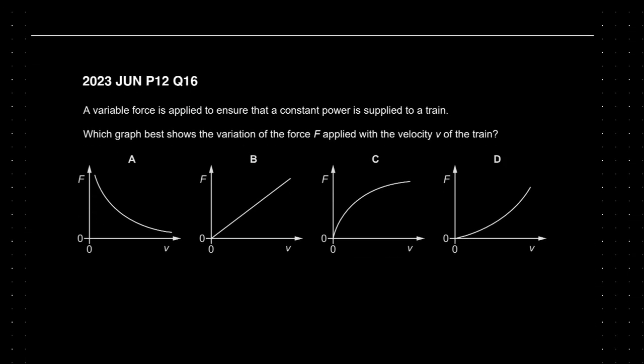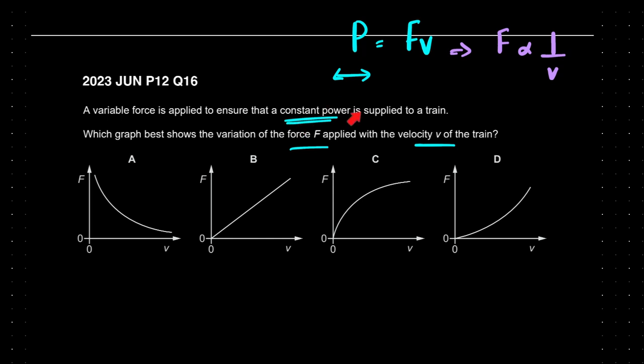A variable force is applied to ensure that a constant power is supplied to a train. Which graph best shows the variation of force versus velocity? So the equation that comes to mind is P equals F V. If P is constant and we are looking at the relationship between F and V, the idea is that both of these are inversely proportional. I would write this as F equals P over V, and P is a constant, so it's just inverse proportion, and the graph for inverse proportion looks like this: a downward sloping curve with decreasing gradient which touches neither of these axes.